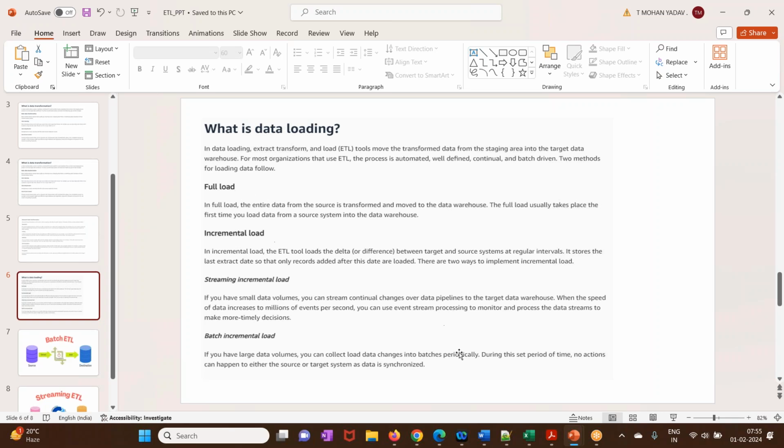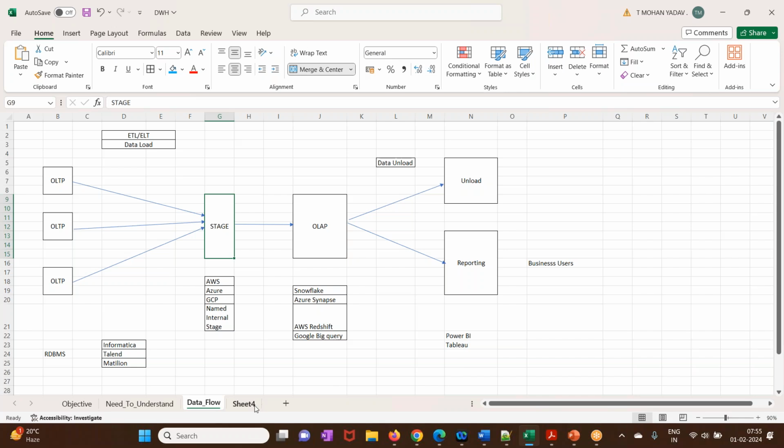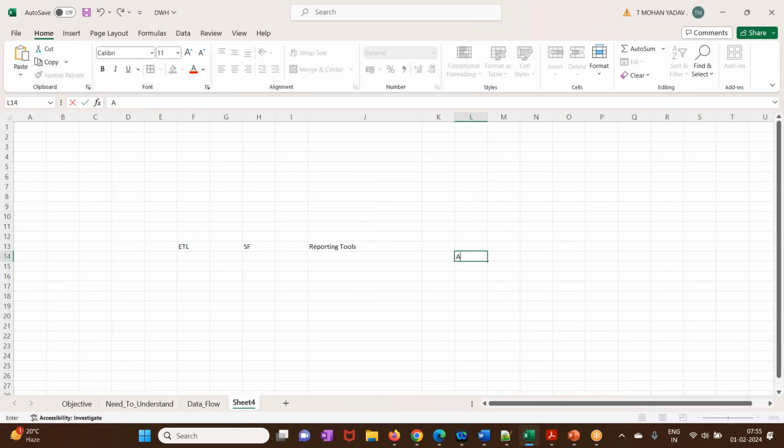Coming to the incremental load, let us consider yesterday we have two records, A and B, which have been loaded into the staging environment. In terms of full load, today we have A, B and C. So the ETL guys are going to truncate this table and load A, B, C, all the records whichever is present. This is known as a full load.